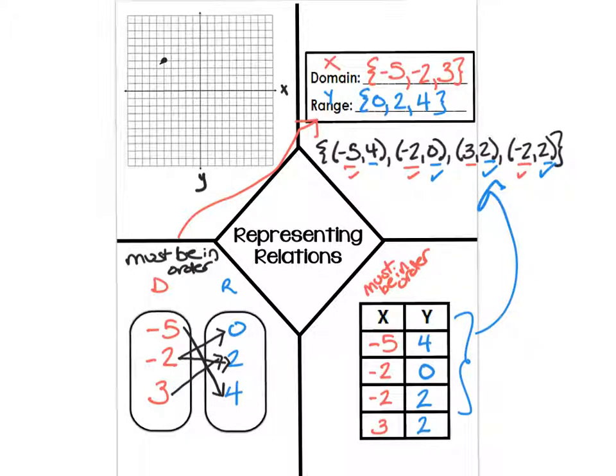The next point that we have is (-2, 0). We go left 2, and we don't go up or down. The next point we have is (3, 2). I go to the right 3, up 2. There's that point. And the last point is (-2, 2). I go left 2 and up 2. There are 5 different ways that we can represent a relation.